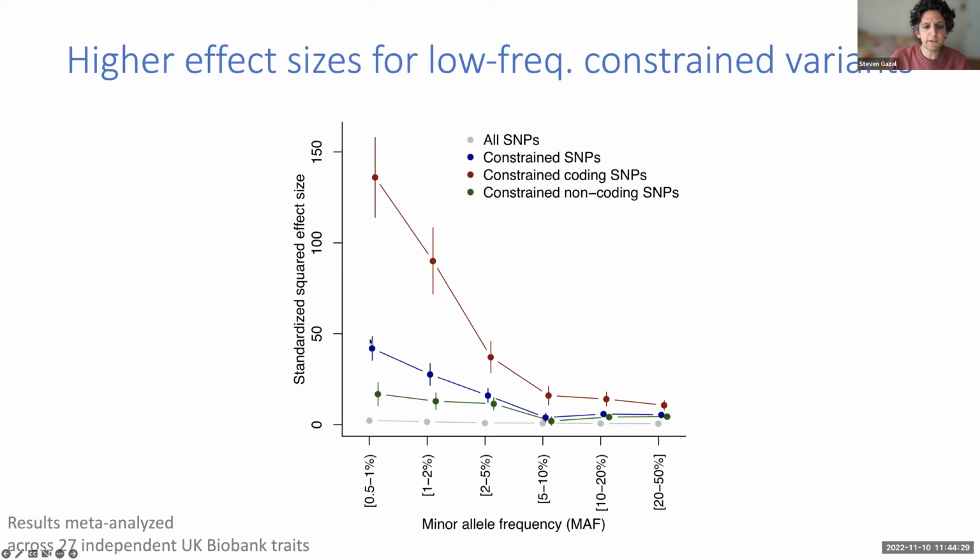When we split this blue line into coding SNPs and non-coding SNPs, we observe a huge increase of effect sizes for coding SNPs, which is consistent with what we know about rare variants with high effect sizes: they tend to be non-synonymous or loss of function variants. For non-coding variants, it's less impressive compared to the red one, but we still see a higher effect for rare non-coding constrained variants. This also highlights that we can leverage constraint information for rare variants, not only coding ones but also non-coding ones.